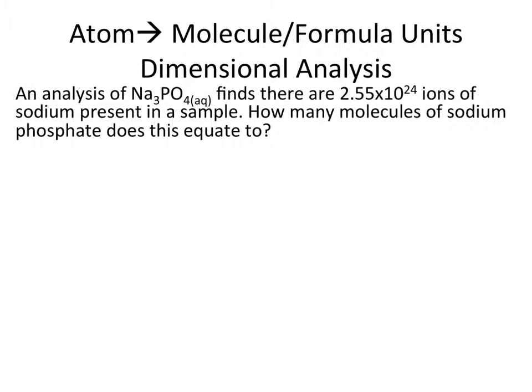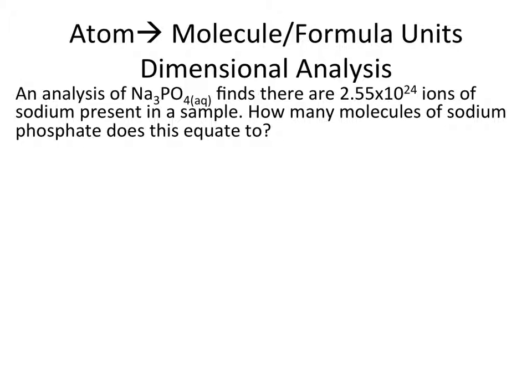All right, now let's go the opposite way. Here we have Na3PO4, sodium phosphate, and this is a formula unit because, again, this is a metal and a non-metal set of polyatomic ions. Well, not ions, but polyatomic ion. This is phosphate. So this is a cation, this is an anion together that forms an ionic compound, and those are called formula units. So we have this formula unit of sodium phosphate, and there are 2.55 times 10 to the 24 ions of sodium present in the sample.